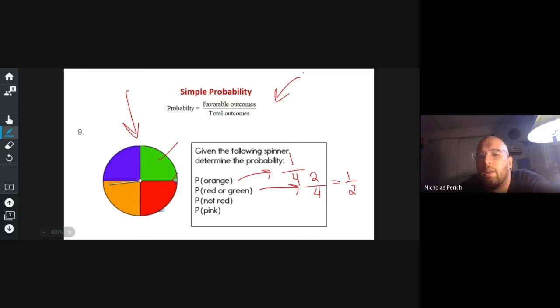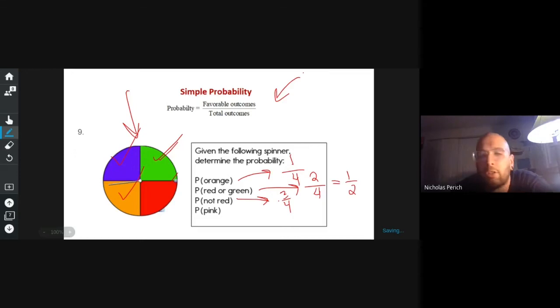Not red. You're not red. Since you're not red, that's 3 options out of 4 possibilities.